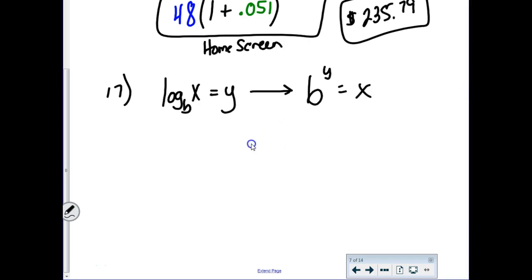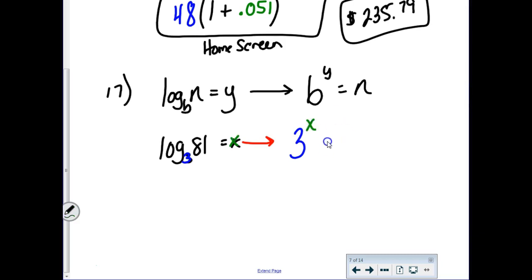So the question that you're given on number 17 says log base 3 of 81 equals x. It's a little confusing because they used x in the formula, but it's not the same x here. So if that really bothers you, you can change x out for something else, like sometimes we use n there. If you try to rewrite this one, it would say your base, which is 3, to the x power equals 81.